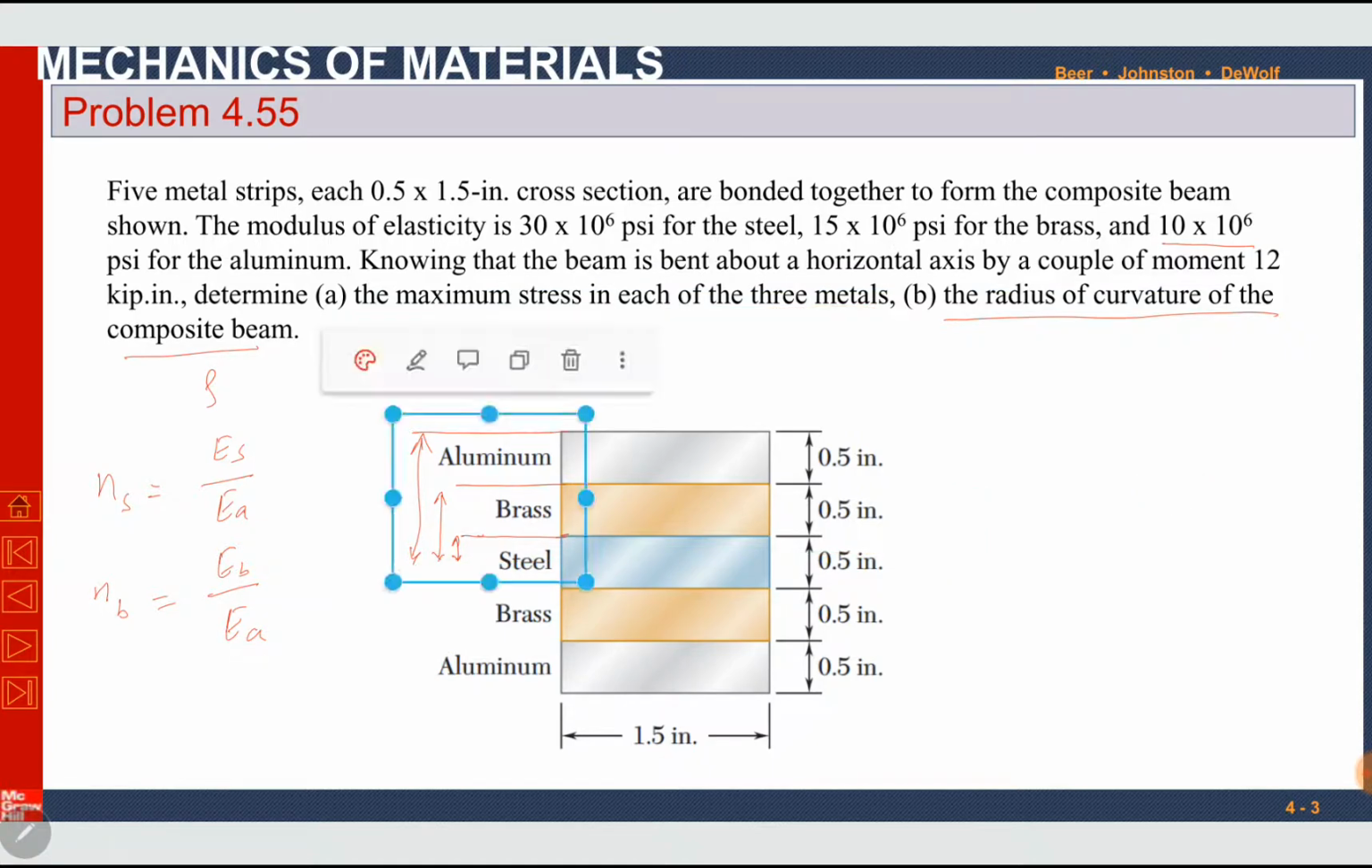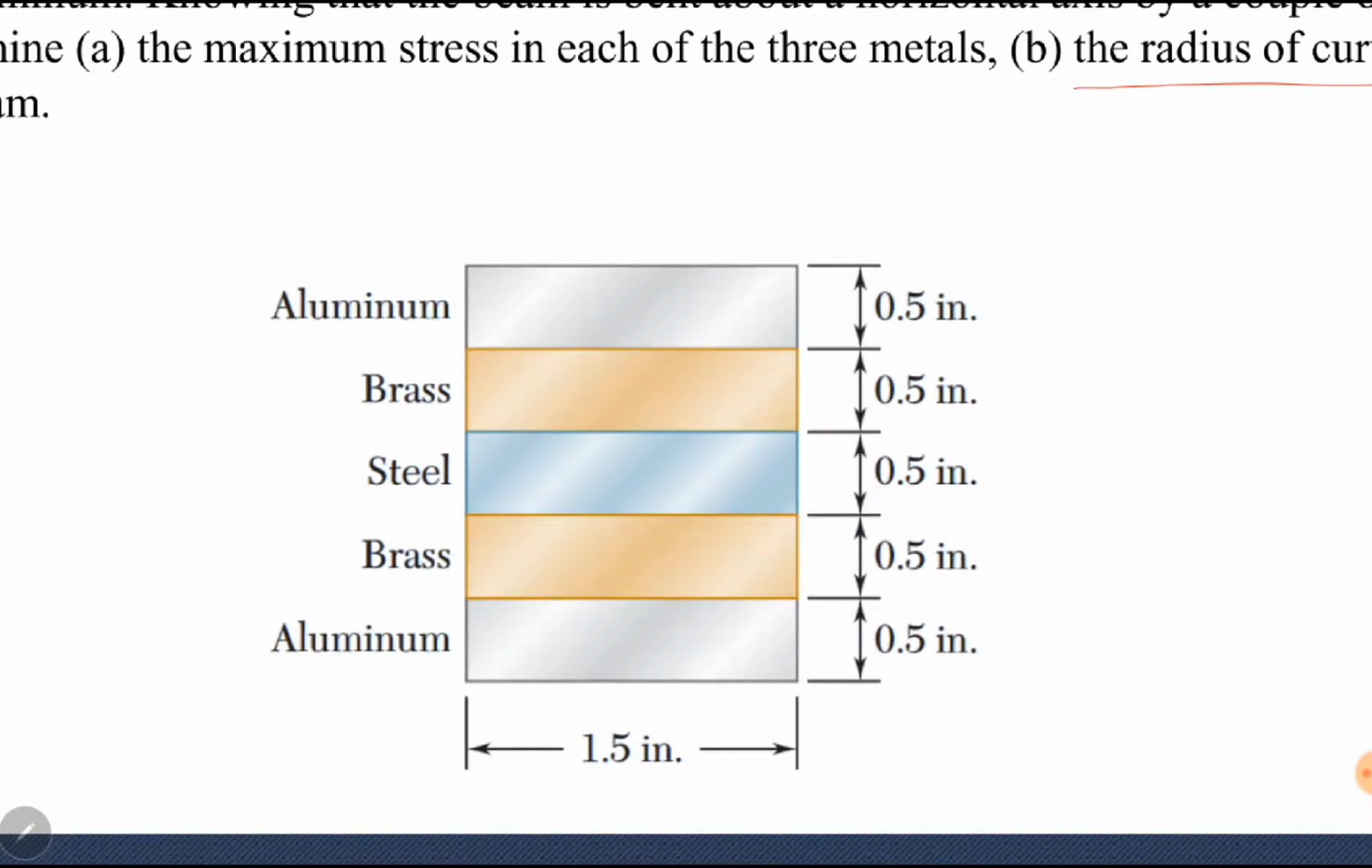Here I want to explain a few things on this slide actually. Aluminum will remain the same because our basic material is aluminum. Width of brass, 1.5, will be multiplied by N, it will increase, and width of steel will be multiplied with N for steel, and it will also increase. Initial width is 1.5 for all.